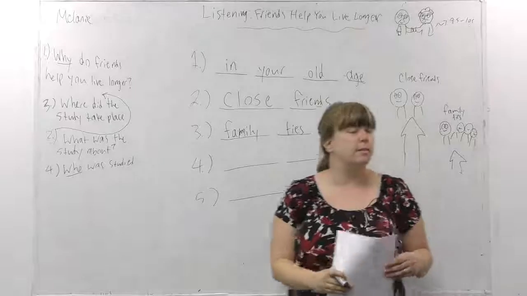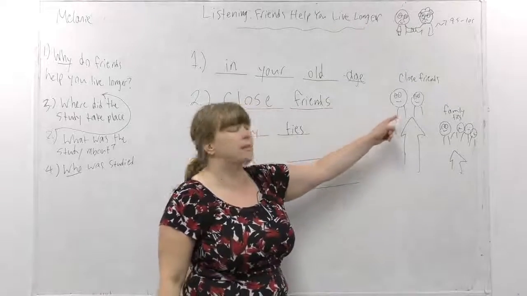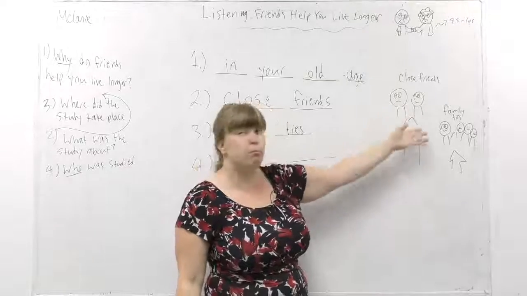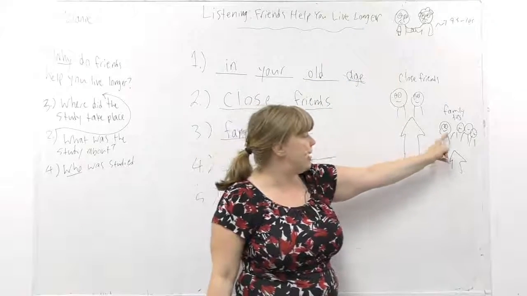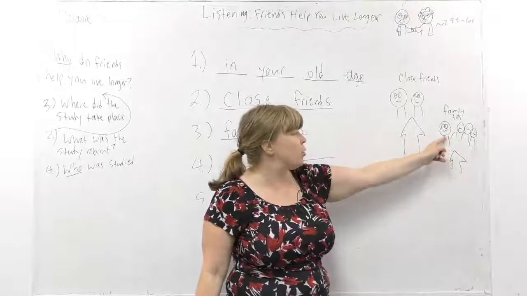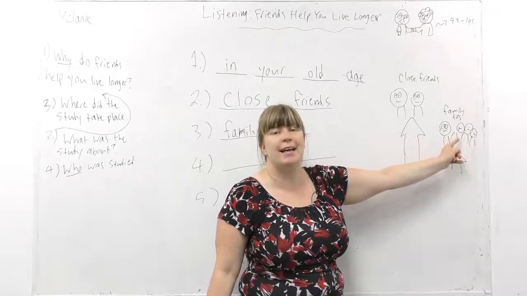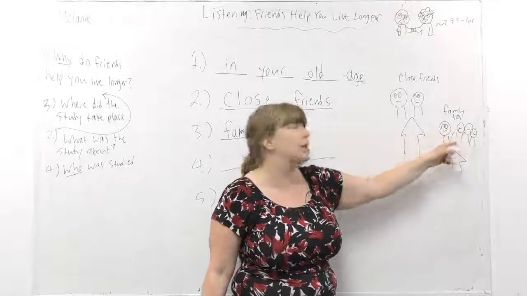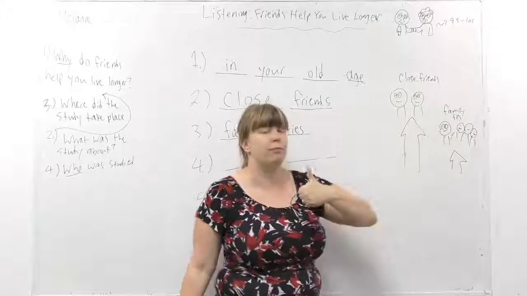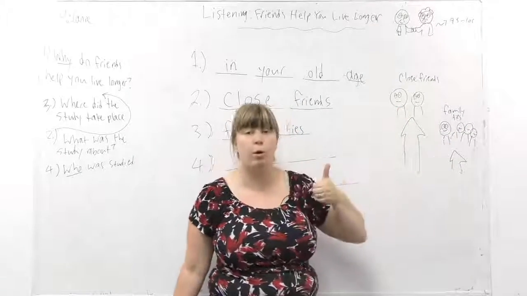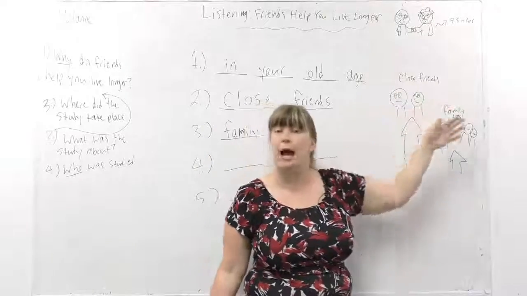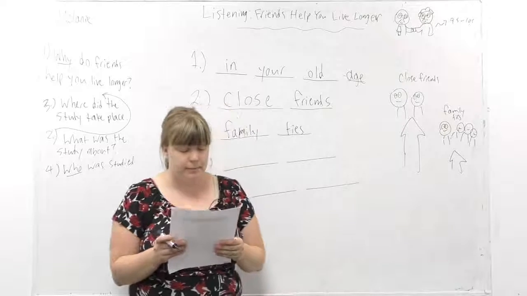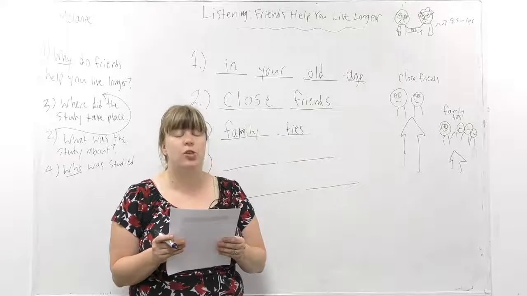So these are two seniors. Maybe they're in their 70s or 80s. So this apparently might be more important than having family ties. So here's an older person, maybe with their son and his daughter-in-law and their kids. So they're related. They're not related, but they're good friends. But this might be more important if you want to live longer, apparently. Huh, that's interesting.